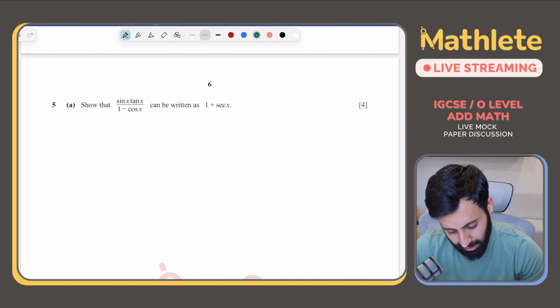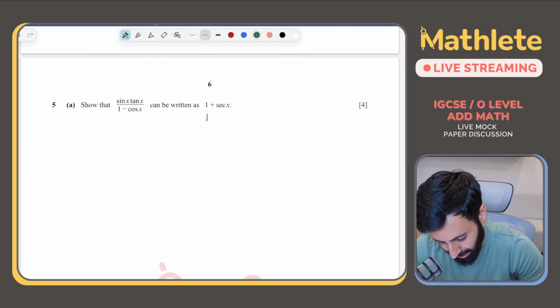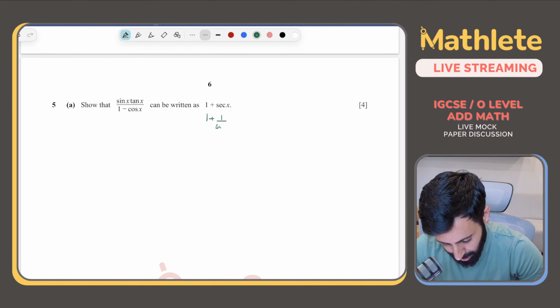Show that sin x tan x upon 1 minus cos x can be written as 1 plus sec x. अब देखो, 1 plus sec x लिखने को बोल रहा है, ठीक है, लेकिन आप थोड़ा सा plan ahead. 1 plus sec x basically means that this is what you should be aiming for. Okay, this does not mean that you start working on the right hand side.